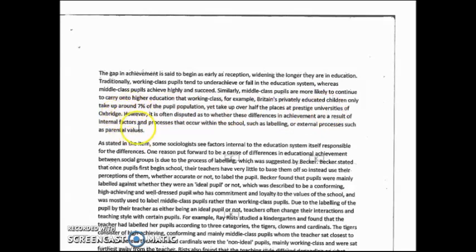Then she indicates that she is aware that she is going to evaluate. Here's the however. It is disputed whether these differences are a result of internal factors, such as labelling, or external factors, such as parental values. So she starts off and she's contextualised it quite well, and she's identified that she is going to be talking about internal and external factors.